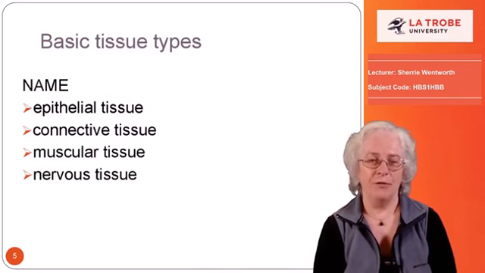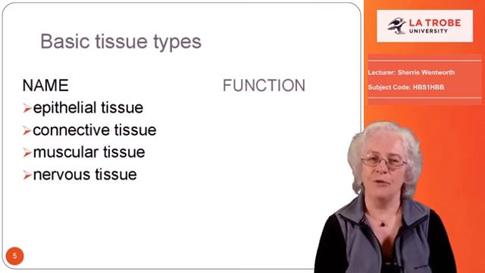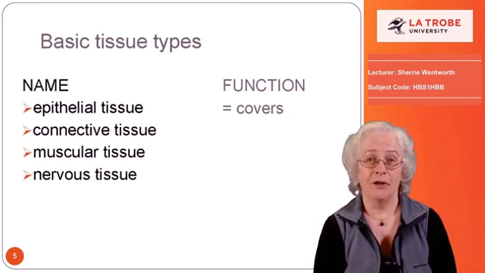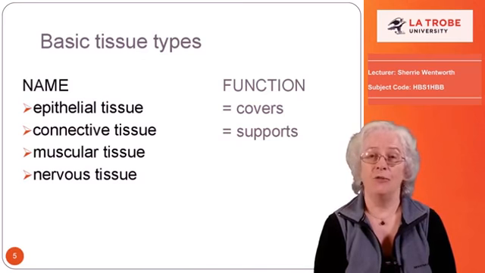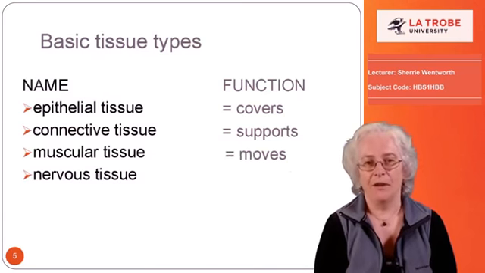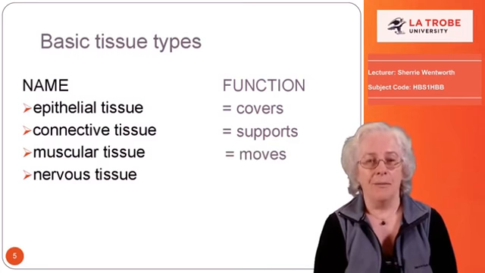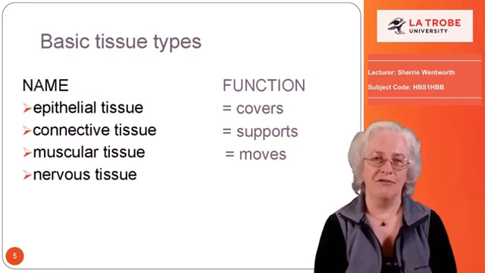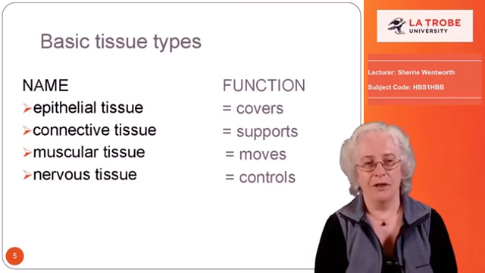So what are they there for? As I said, keeping the answer simple, the function of epithelial tissue is that it covers, either externally or internally. It's a covering tissue. Connective tissue does what it says. It connects and supports other structures. Muscular tissue makes the muscles, and obviously movement is their function. Nervous tissue is the controlling tissue sending information around the body.